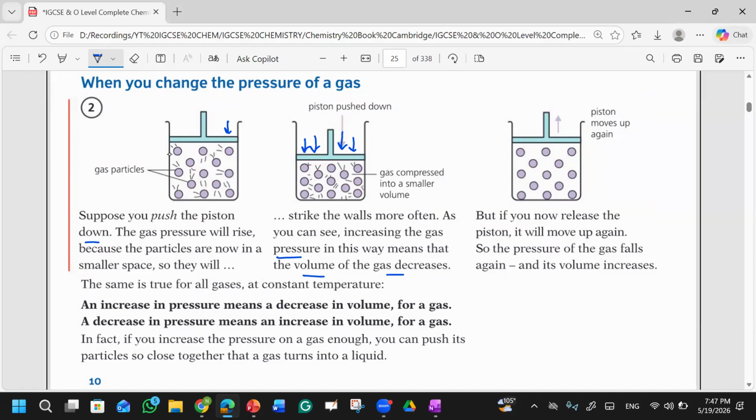Basically, I told you that this is according to Boyle's law. What we say is that when you increase the pressure, the volume decreases. And why does volume decrease? Because when you increase the pressure, the particles will come closer to each other, and they will strike each other. There will be less space available, and ultimately the pressure will increase inside, and the volume will decrease. Clear?